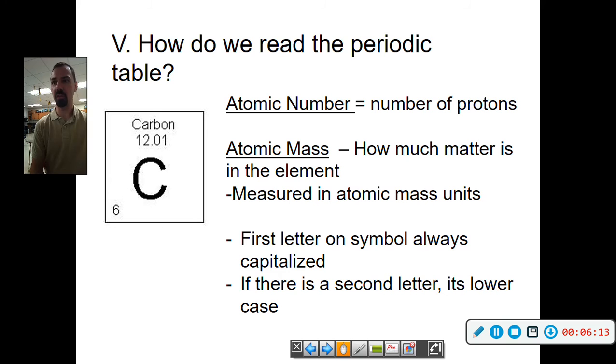The first letter of the symbol will always be capitalized. If there is a second letter, it will be lowercase. In this case, this is just a one-letter element, carbon, which is a capital C. Some other ones, like sodium, Na, will be a capital N, lowercase a. And that's the way that works.